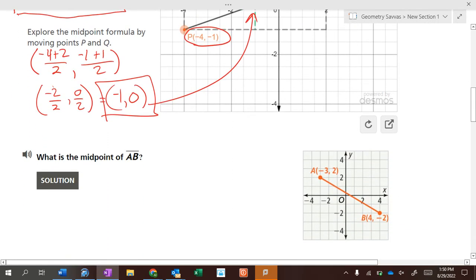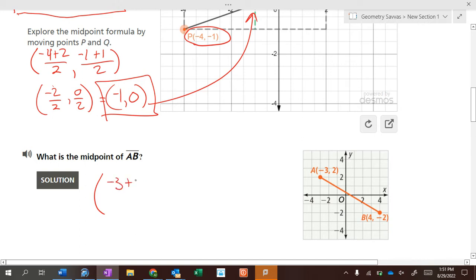Okay. So we're going to find the midpoint of A and B. So A is at (-3, 2), B is at (4, -2). So find the midpoint. We take the x value of A. What's your x value of A? -3. And then the x value of B? 4. We're going to divide that by 2. And then we're going to put a comma because it's an ordered pair. So it's one number, comma, the next number. Then you're going to take the y value, 2, plus the other y value, -2, and divide it by 2.